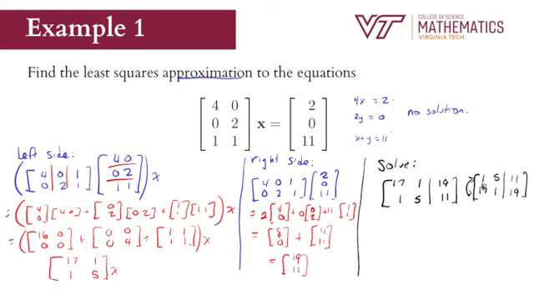And now I'd like to get rid of this 17. And the numbers are temporarily going to be kind of messy, but they'll work out nicely in a moment. 1, 5, 11. 17 minus 17 is 0. 1 minus 85 is negative 84. And 19 minus 187 is negative 168.